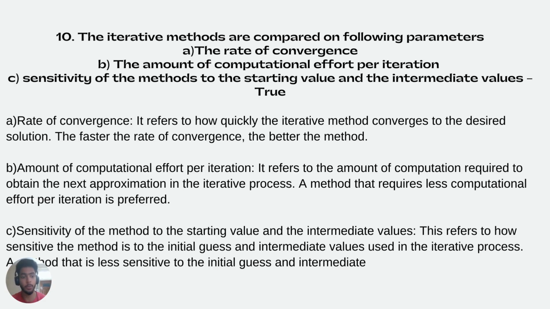Then sensitivity of the methods to the starting values and the intermediate values. This refers to how the method is affected by the initial guess and intermediate values used in the iterative process. Methods which are less sensitive to the initial guess and intermediate values are better.